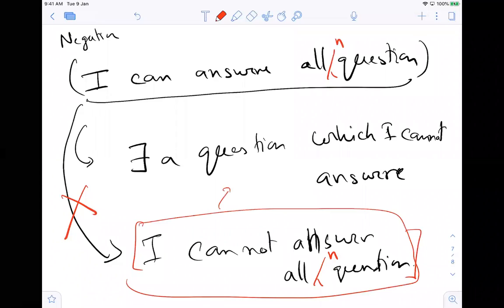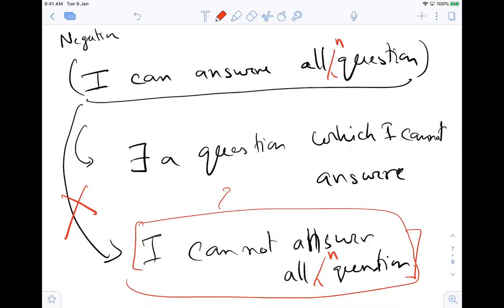But one more thing, sir. Suppose I'm saying one more sentence, and I'm asking whether that sentence will be a negation of this or not. That statement is, I can answer at most n-1 questions. Is that also a correct negation of this? Okay.